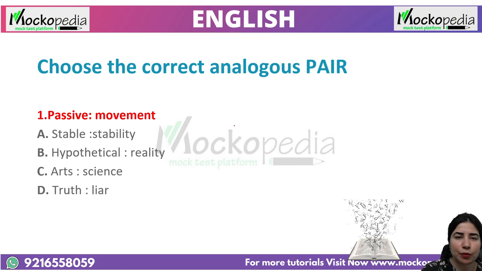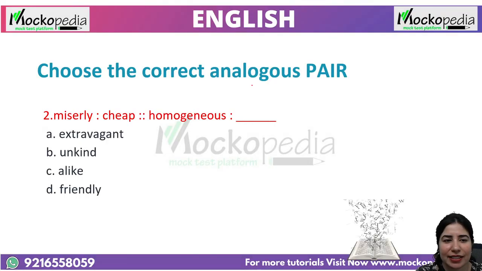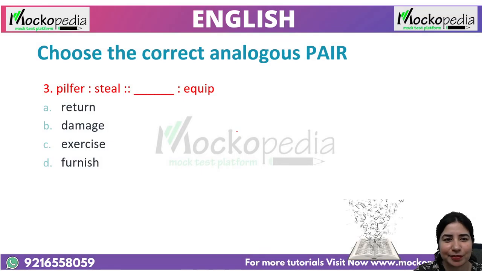So see, passive and movement, these are two opposites. So hypothetical and reality, that would be the two opposite pairs, right? So let's try this. So miserly is cheap, won't spend money. Homogeneous means the same or alike. So we can pick again C as an answer. Let's move to the next one.